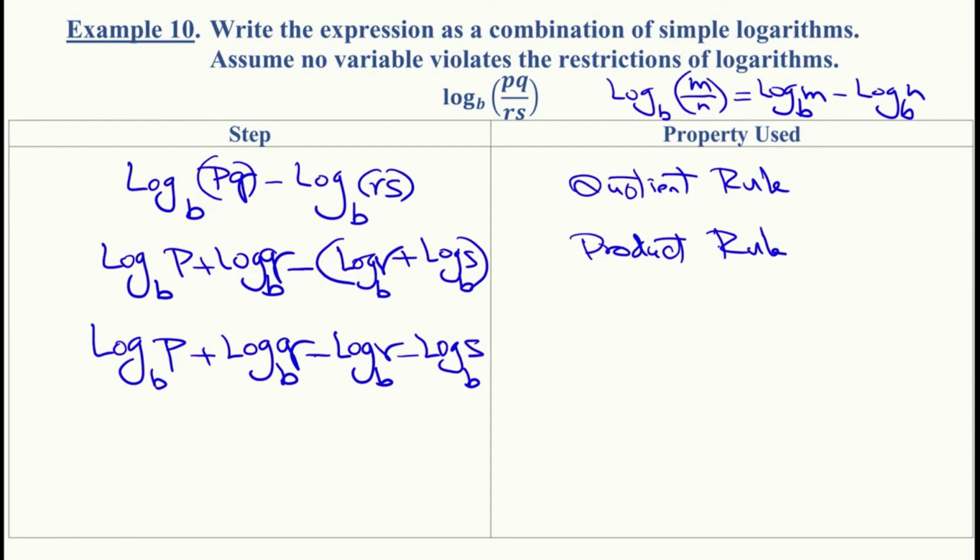And that should do it. That's all we can do. Notice each of these logs is a simple log because their power is 1, just a variable or a constant to the power of 1. So here we just did some simplifying. So that's all there is to it. Okay, let's look at another one.